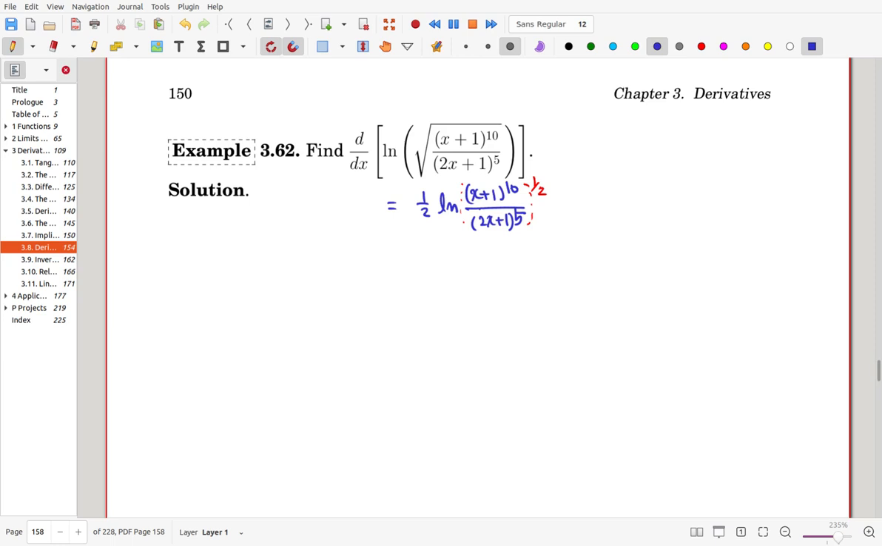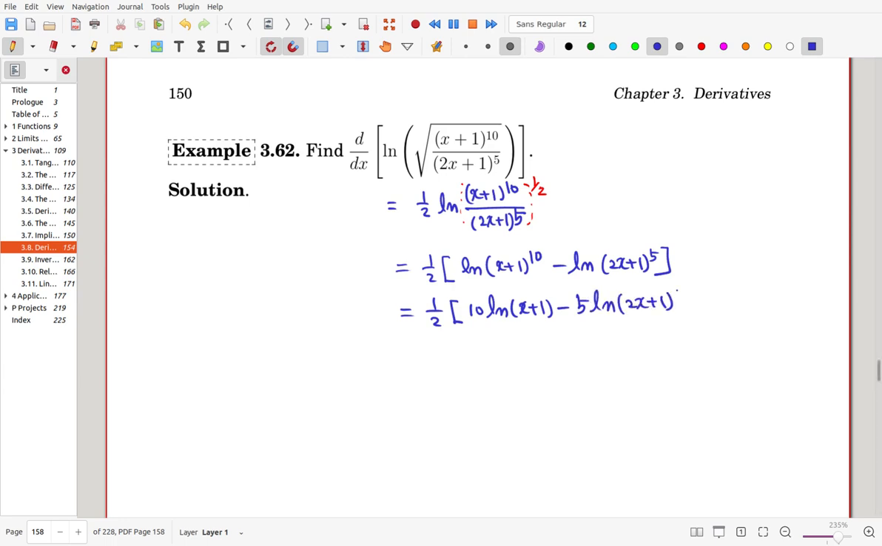Now that is the subtraction property. So that is the same as one half, and here the natural logarithm of (x plus 1)^10 minus the natural logarithm of (2x plus 1)^5. Again, we can use the logarithm property one more time, the power rule: the 10 goes out, 10 times the logarithm of x plus 1, minus 5 times the natural logarithm of 2x plus 1.